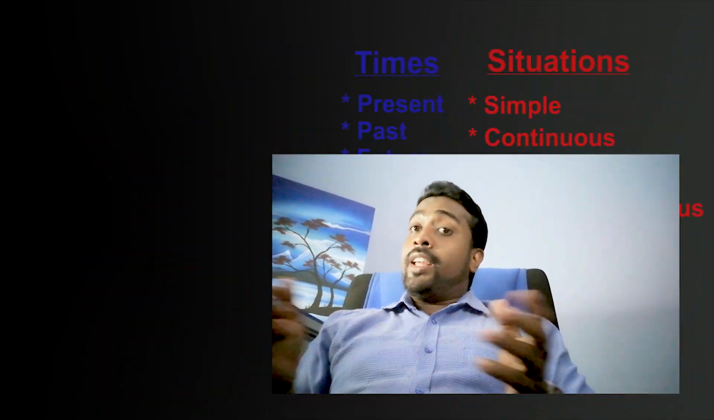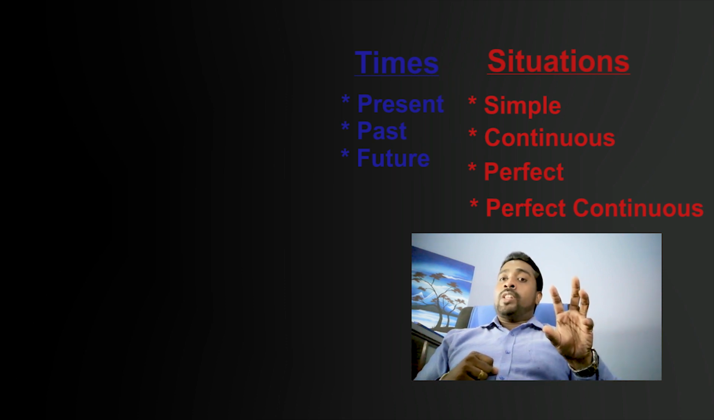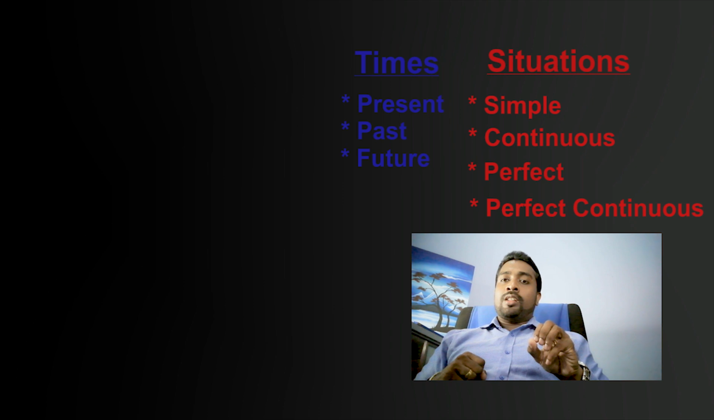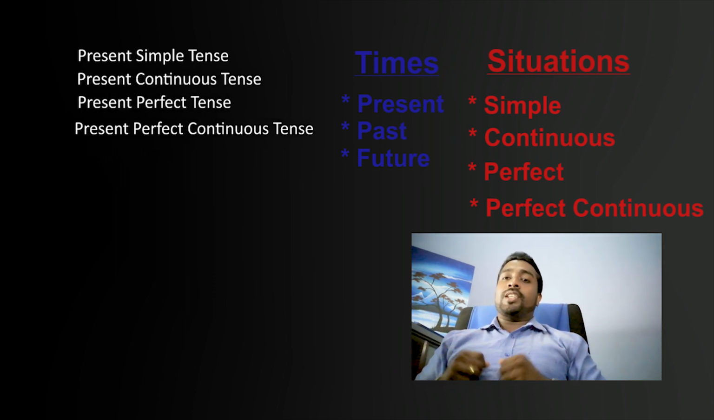Okay, now you have learned the meanings of all these words. Now let's see how we can make the 12 tenses by using these words. It's very easy. Join a word in the left side group with the 4 words in the right side group. As you can see, now we join the present time with the 4 situations. Then you get present simple tense, present continuous tense, present perfect tense, present perfect continuous tense.